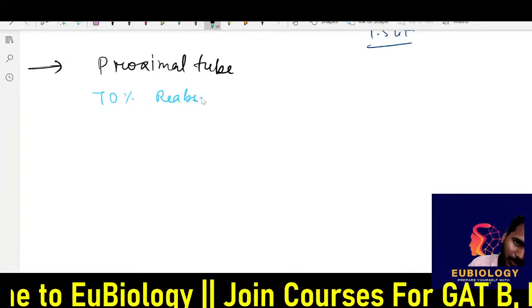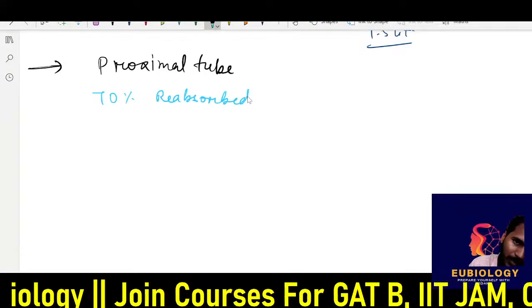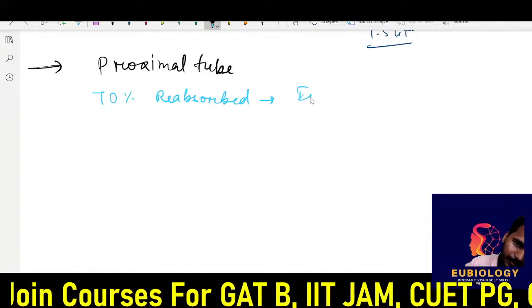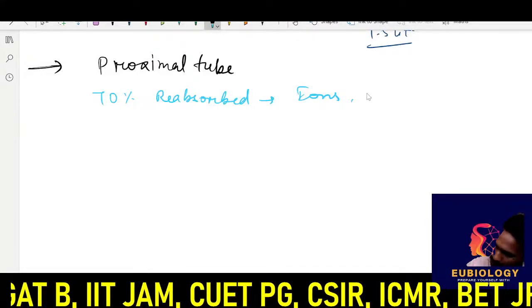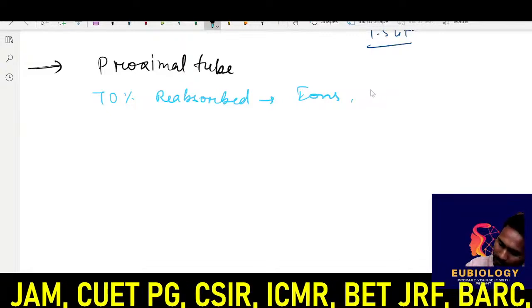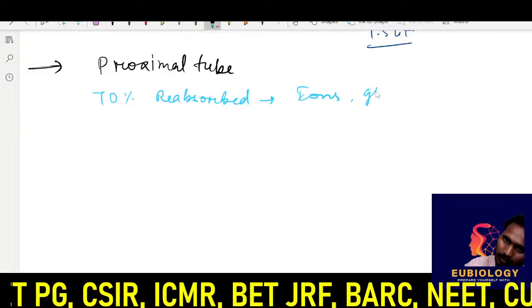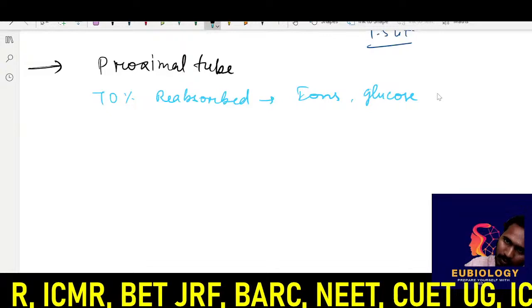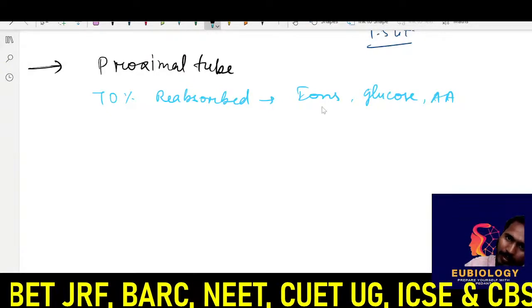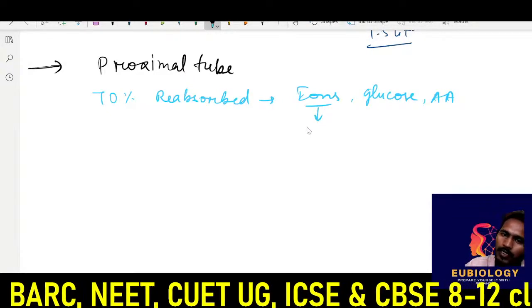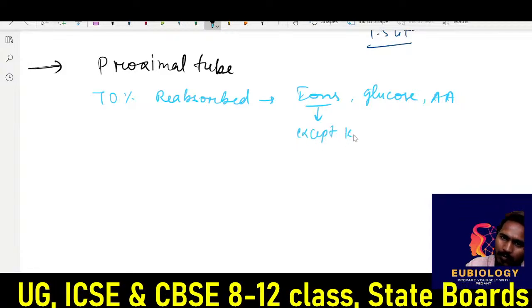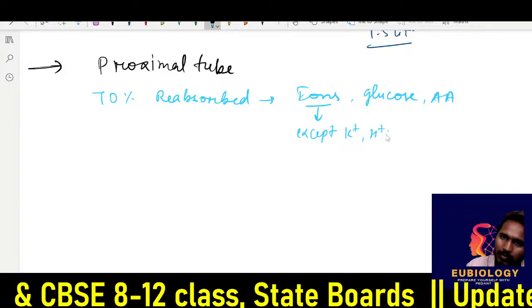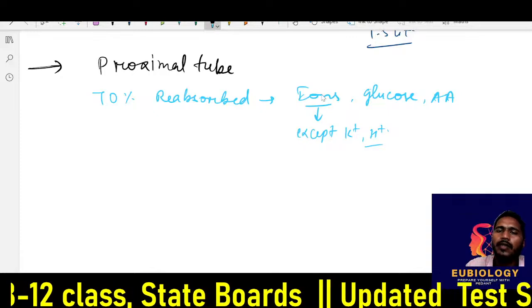Okay, and what will be reabsorbed? Like ions, glucose, and amino acids. If you are writing ions, don't write potassium. Okay, except potassium and hydrogen ions. So these ions cannot be reabsorbed.